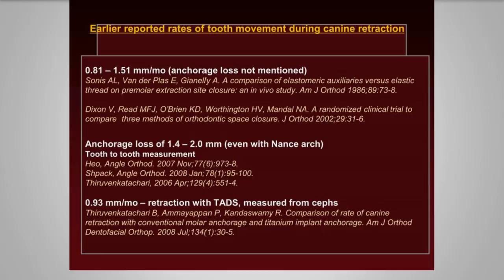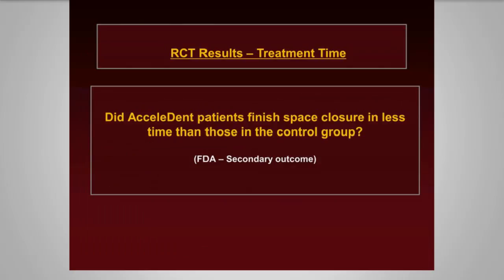When they looked at the anchorage loss, specific different studies, it was established that the anchorage could be lost at very high rate. That's why we use the Nance arches and buttons, and then 1.4 to 2 millimeters movement can be achieved. And finally, probably the tightest and the most reliable data, 0.93 millimeter per month retraction, with TADs being used as well, and the measure from lateral cephs. So bottom line is our data were just in the ballpark figure, right in the middle of what other people have found, regardless of the situation with Excellident or not.